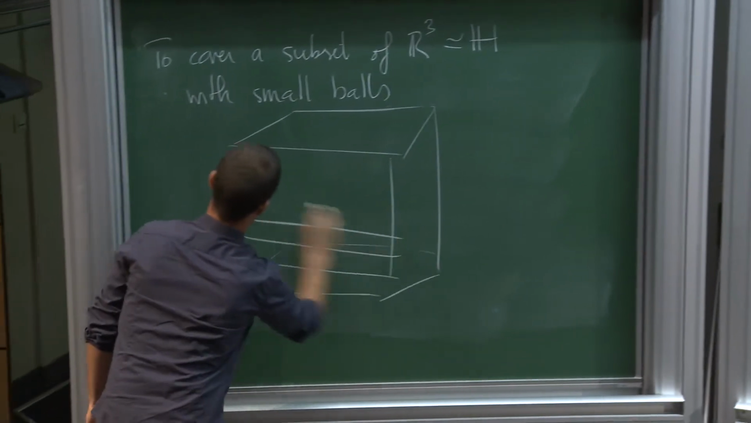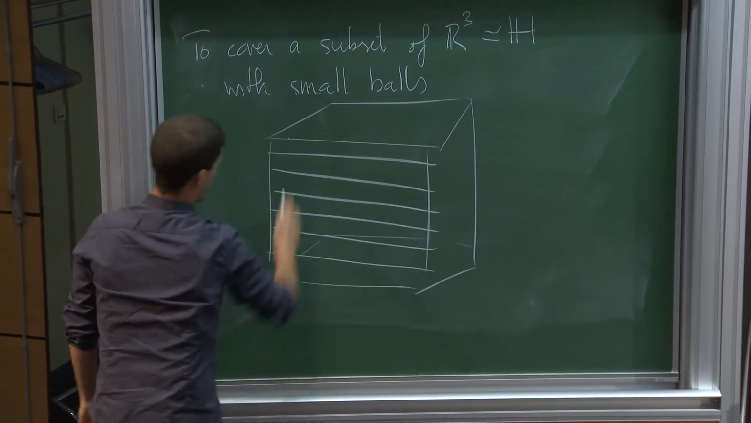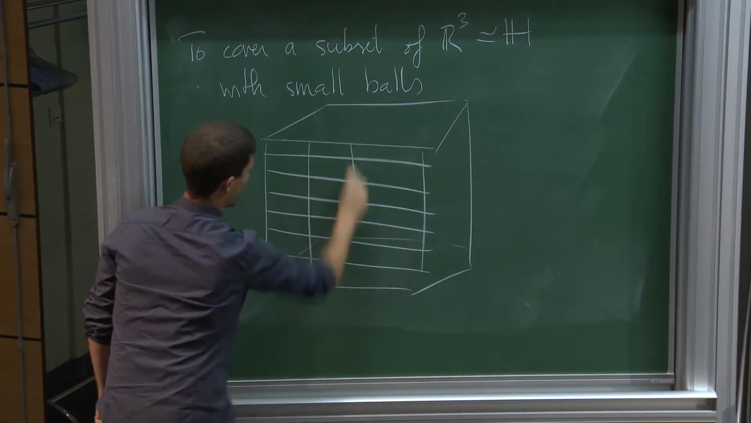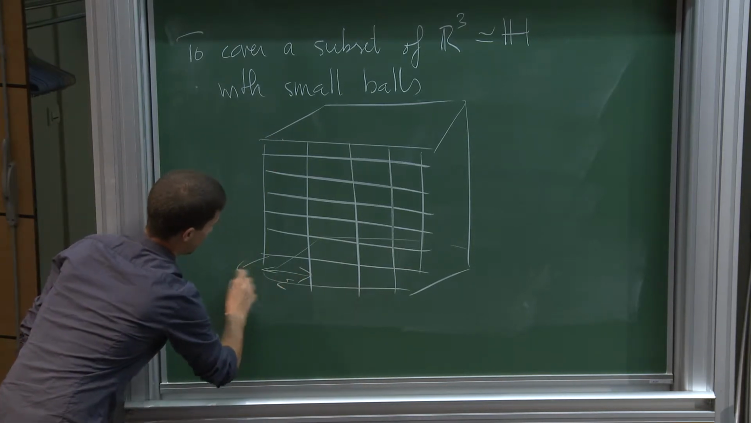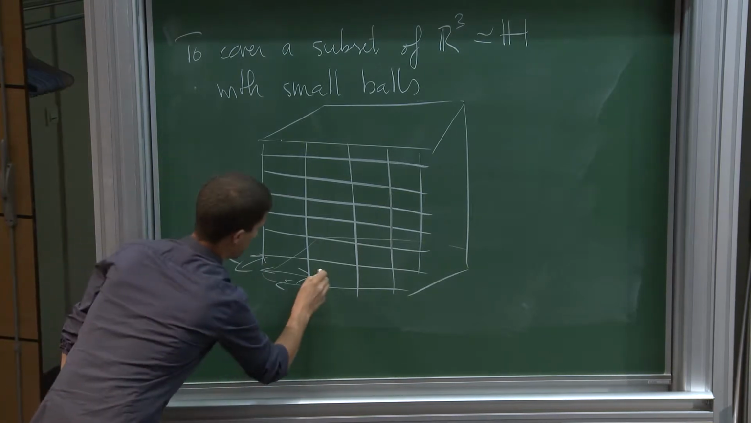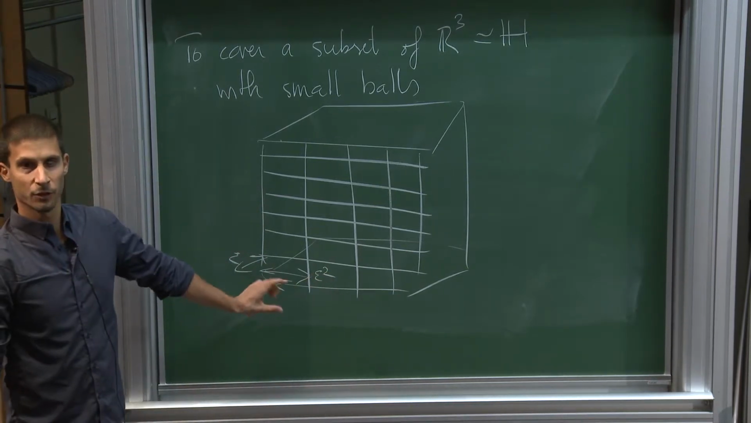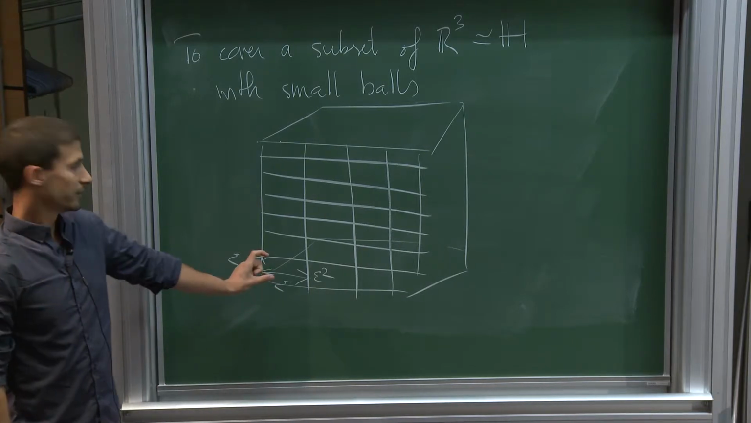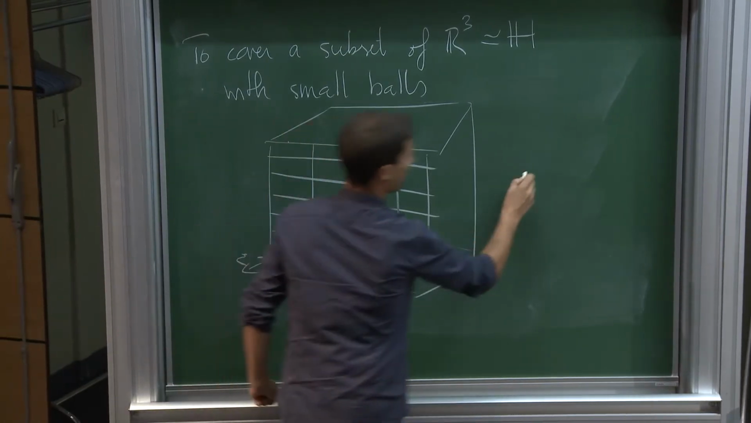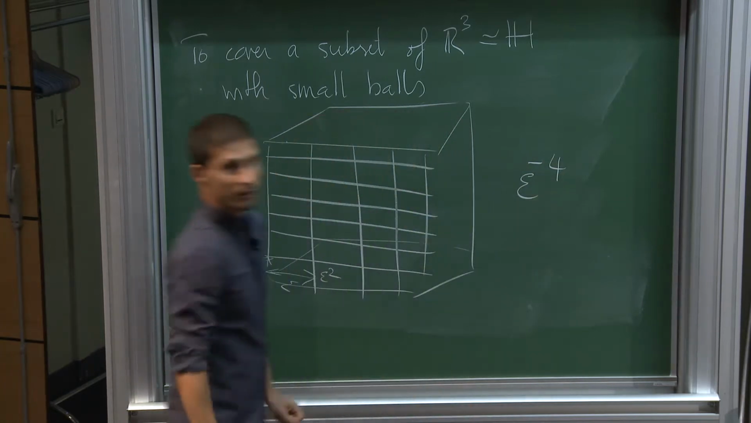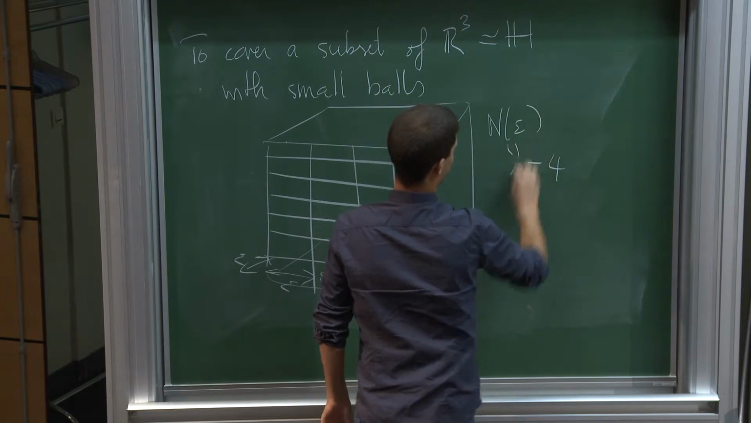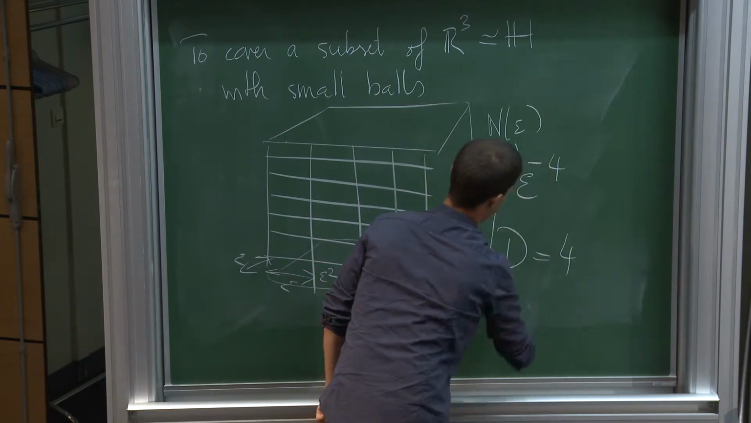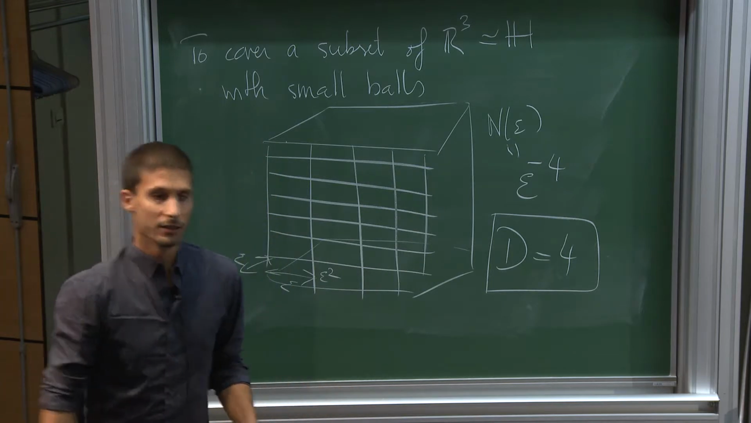You have that your boxes are not regular, let's say, but they have size epsilon here, but epsilon square on the vertical side. So how many do you need? You will need epsilon power minus 4. And so D is 4. Okay? So what is this saying?